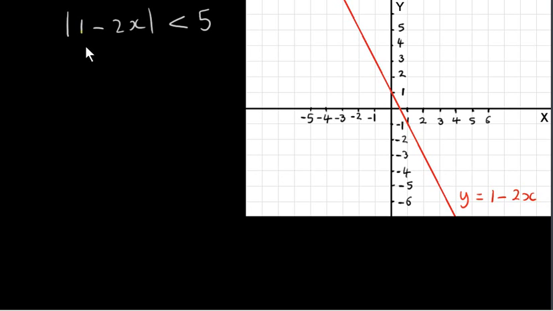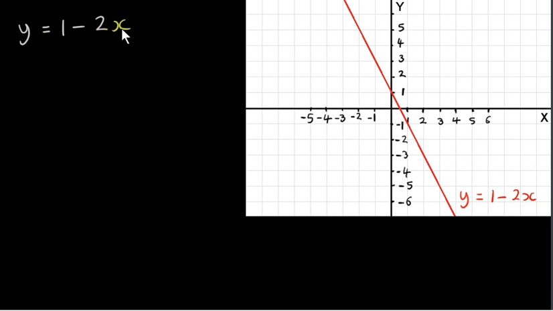In the last video, we solved the modulus inequality, mod of 1 minus 2x less than 5. In this video, we're going to look at the graph of the modulus of 1 minus 2x. But before we look at this graph, we're going to consider a simpler graph, that is just a graph of y equals 1 minus 2x without getting the modulus. So how do we graph this?